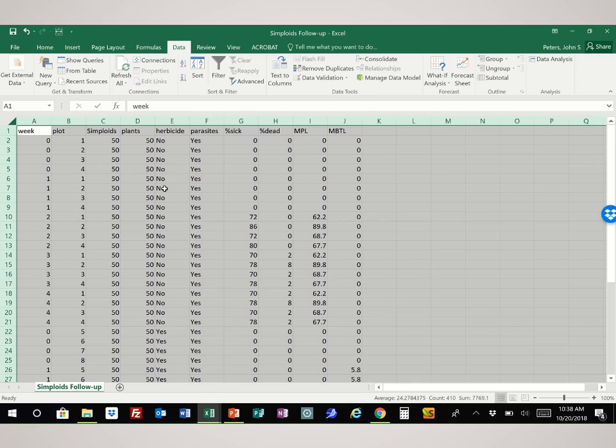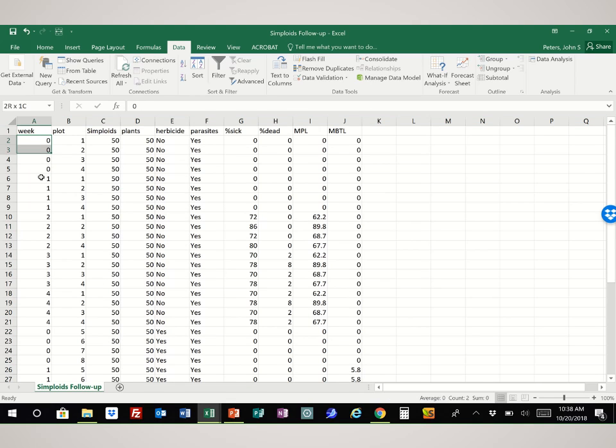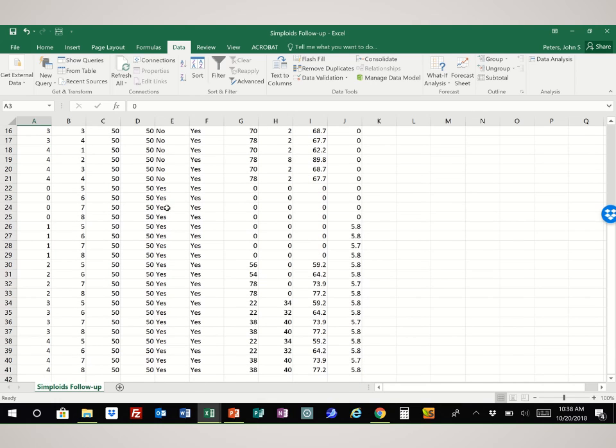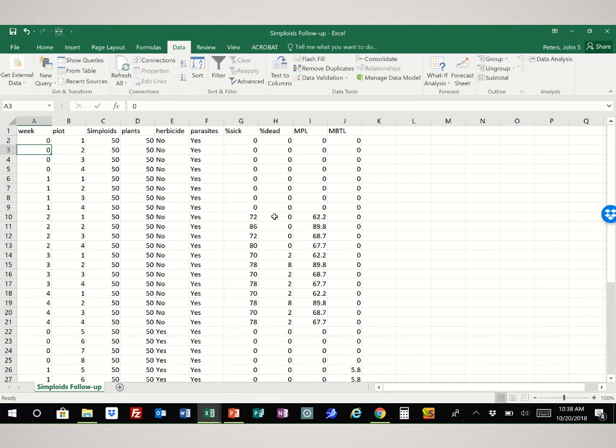And notice when we're done, we have the individuals that got no herbicides and got parasites all up here at the top. That's all these treatments over all 4 weeks. And you can see that the weeks are sorted nicely, week 0 to week 4. Okay, and then if we scroll down, you can see that all the individuals that got both, yes on the herbicides and yes on the parasites, are at the bottom, and those are all nicely sorted by week.